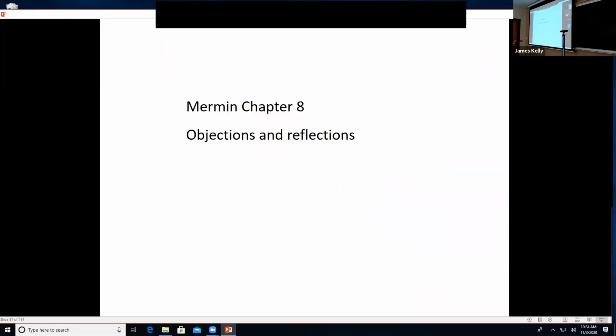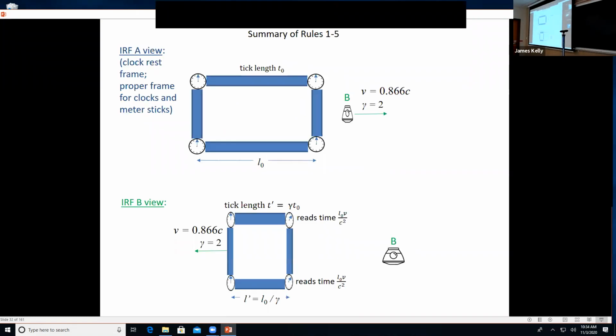So let's just hit some of the highlights in the remaining time we have today of the next couple of chapters. Objections and reflections. I thought about putting some of your reading responses in here. Most people have said, oh, it's just a great summary. I love the summary, but there were no real questions associated with it. Here's a summary of all the effects in one slide.